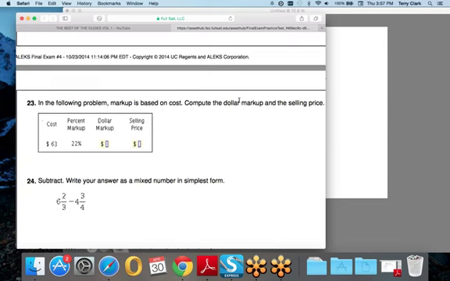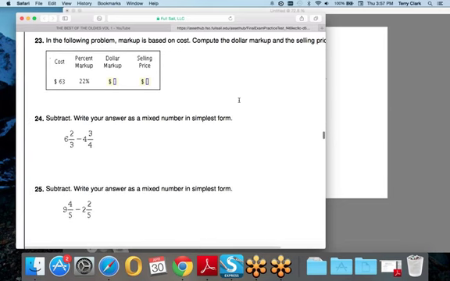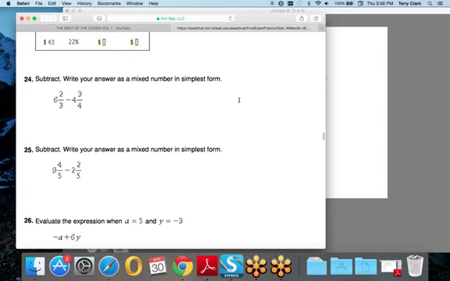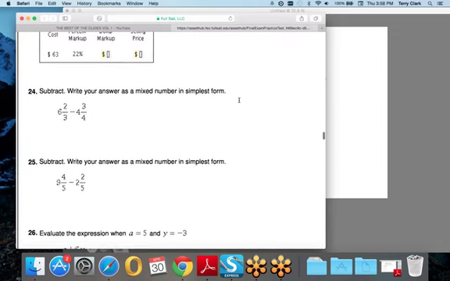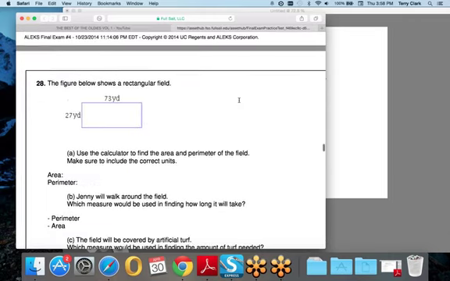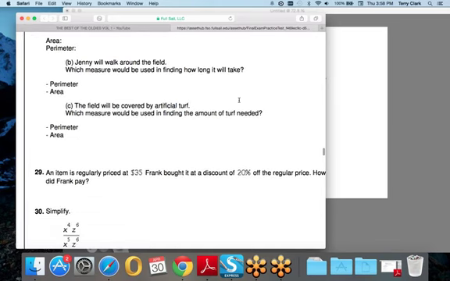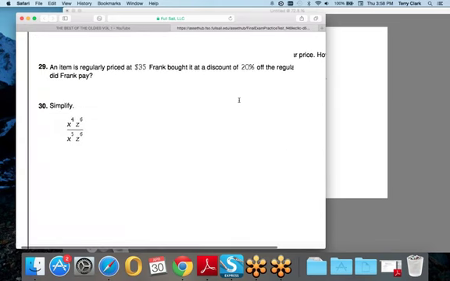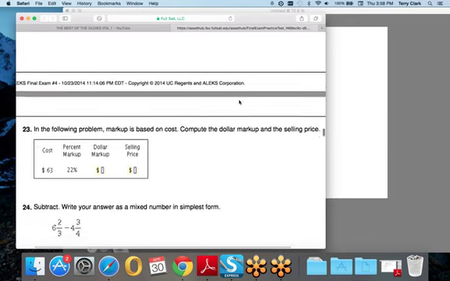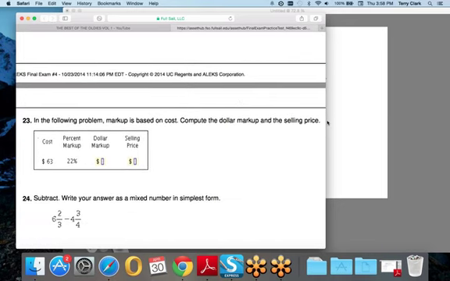All right, so here we go. Got the 23, and I think I'm going to try to do one of the fractions, and then I'll call it a day. That's a lot there, but we're getting a nice chunk of it done. All right, so here we go.